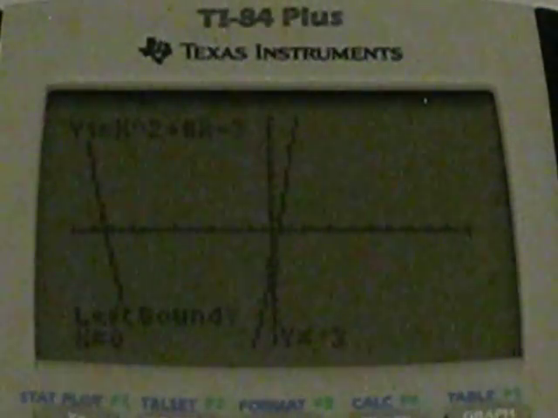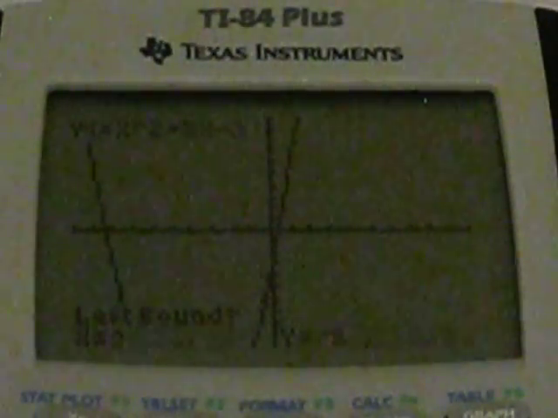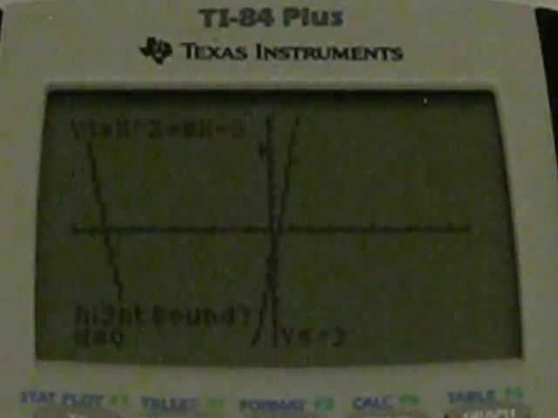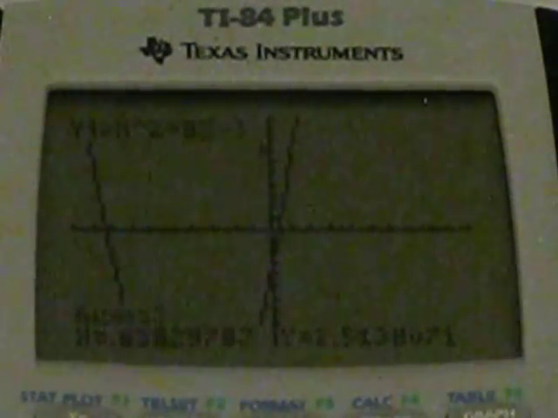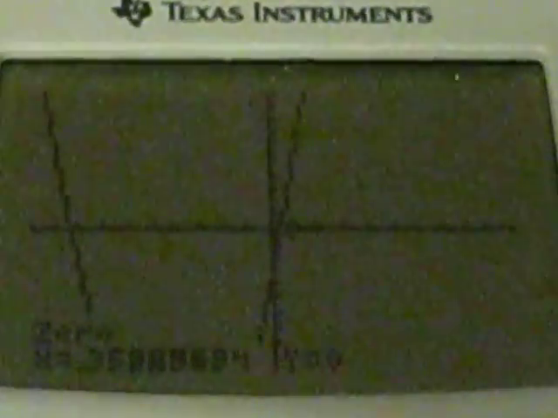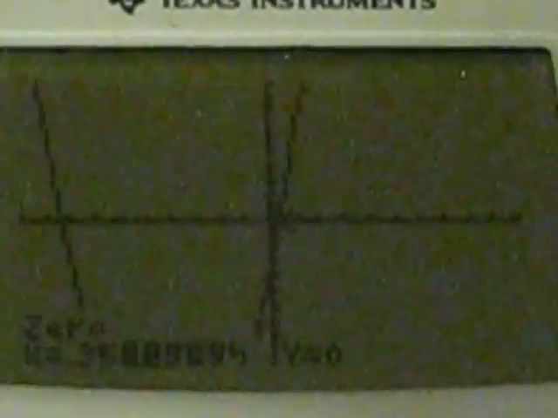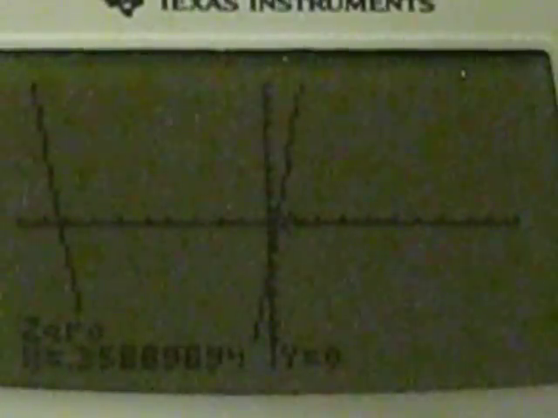Let's see, I'll go for my first guy over here, press enter once, move to the right, enter, enter. And notice, I'll try to zoom in a little more for you, notice that the value is about 0.358, which is the same value we got when I put it in the calculator.